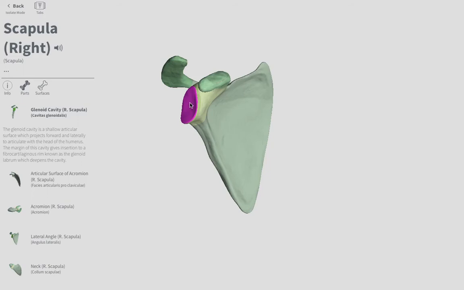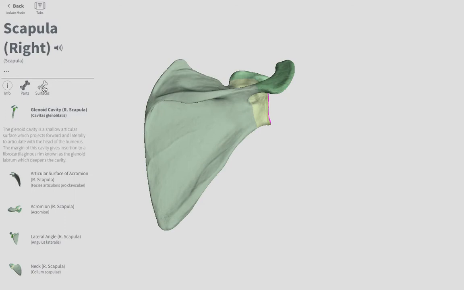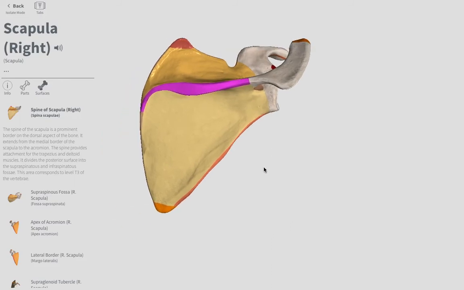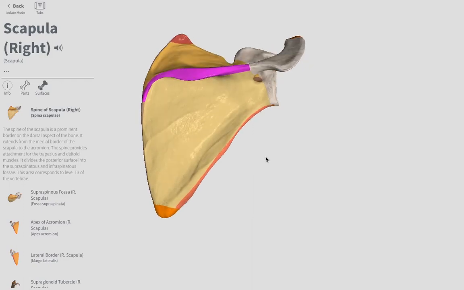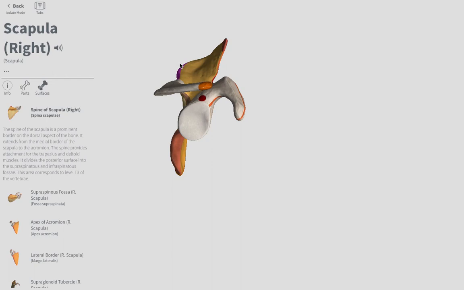So for our next two terms, the supra and infraspinous fossa, let's identify the spine real quick. And that is this surface right here that runs from the medial to the lateral side and becomes the acromion. So that is the spine of the scapula. Now remember, supra is above, infra is below, so the supraspinous fossa, a shallow depression, is this depression right here. And here's a good angle where you can see that shallow depression. So that is the supraspinous fossa.